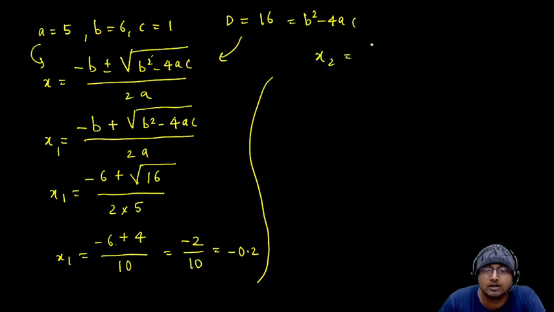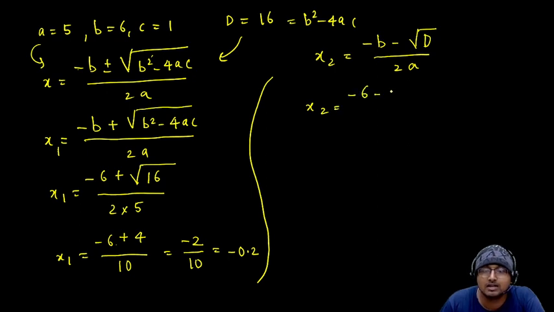x2 is equal to, here one time we have taken plus, so next time we have to take minus. So it will be minus b minus under root d, we will write directly, divided by 2a, because the d is nothing but b square minus 4ac, which is 16. Let us substitute: x2 is equal to minus b, which is minus 6, minus root d, which is root 16, divided by 2 into a, the value of a is 5. So it will become minus 6 minus root 16, the value is 4, divided by 5 into 2, which is 10.